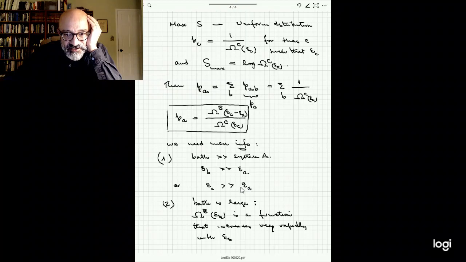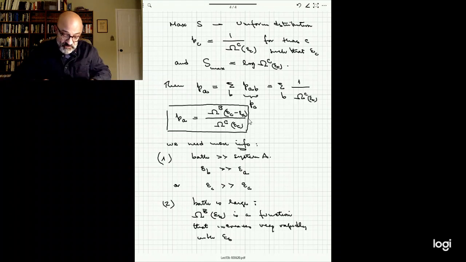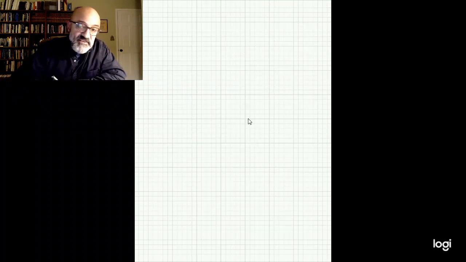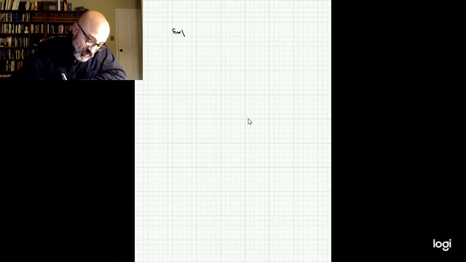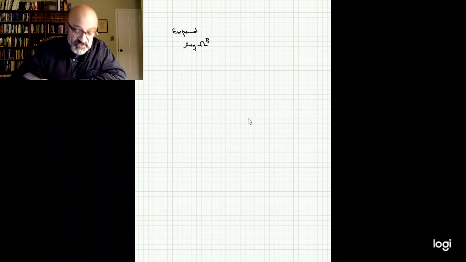That suggests a Taylor expansion. But omega B changes very quickly, even for small changes here. So just doing a Taylor expansion is not going to work very well, because Taylor expansions assume that if you change the argument by a little bit, the function will change by a little bit. But if this increases very quickly, that's not going to work. So the way we handle this is we say, instead of expanding omega, expand the log of omega, because this is a function that varies much slower.